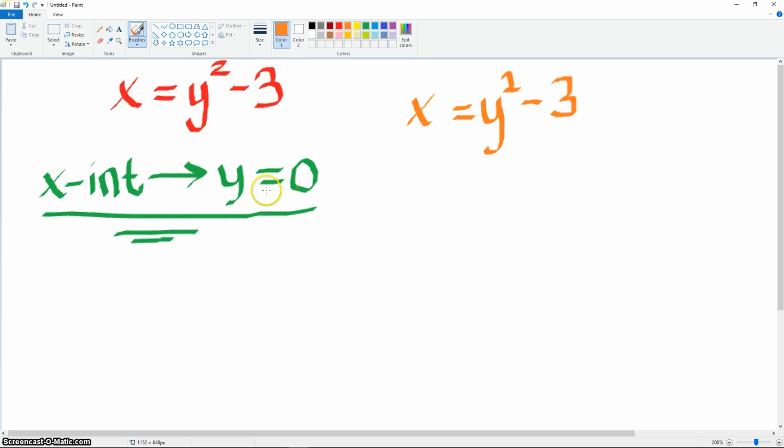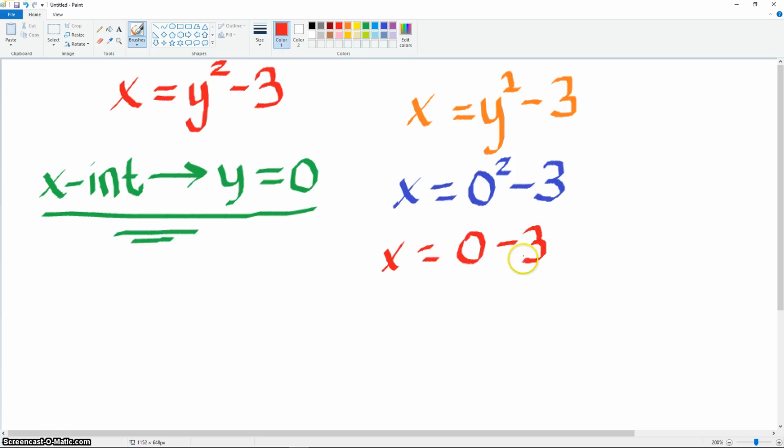Now I'm going to plug in the fact that y is equal to 0. So I'm going to say, okay, x equals 0 squared minus 3. Okay, and then I'm going to clean this up. In other words, I'm just going to continue to solve and use basic arithmetic. 0 squared is 0 minus 3, and 0 minus 3 is equal to negative 3. That is the x-intercept.